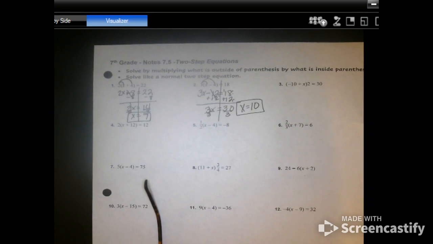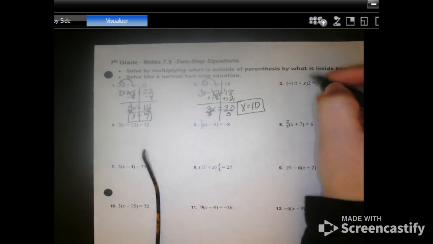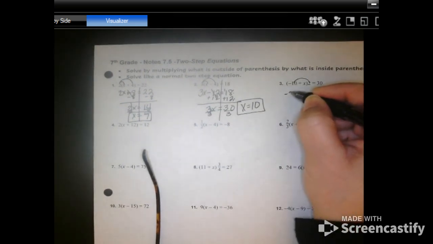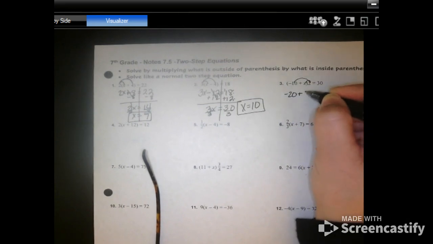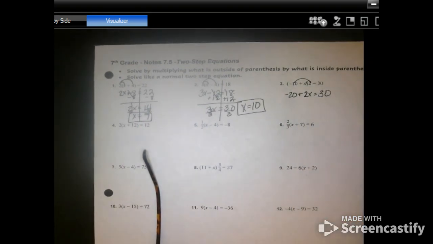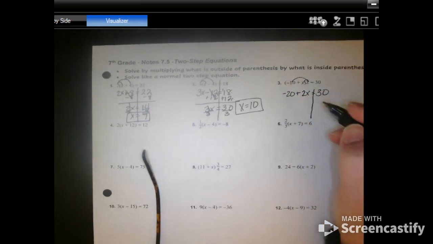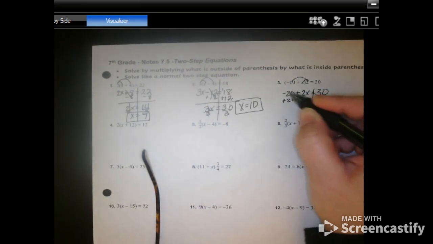Now, I'll do one more normally first. It's the exact same thing. It just put the 2 behind the parentheses instead of in front. So 2 times negative 10 is what? Negative 20. And 2 times x. So negative 20 is by itself, so that's what I'm going to do first. What is the opposite of negative 20? Positive 20.